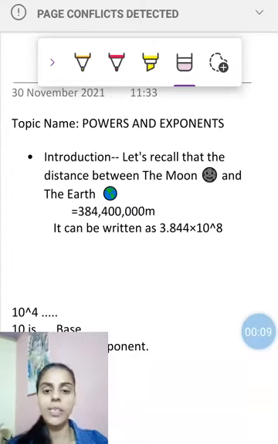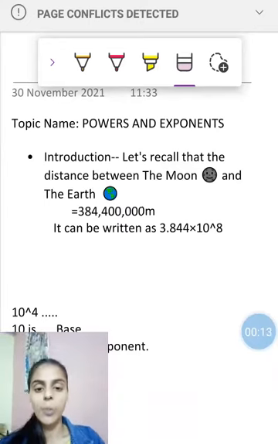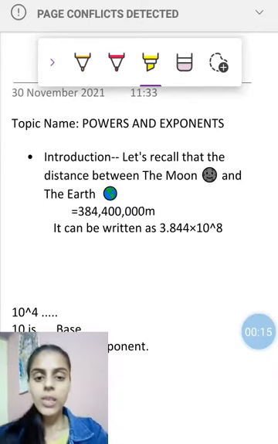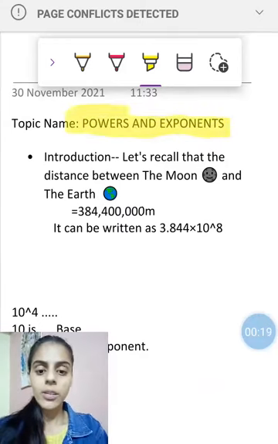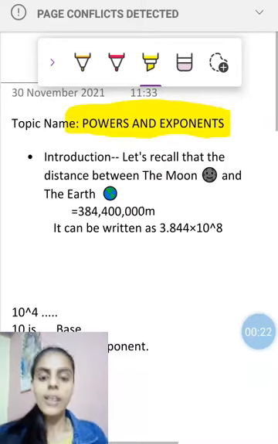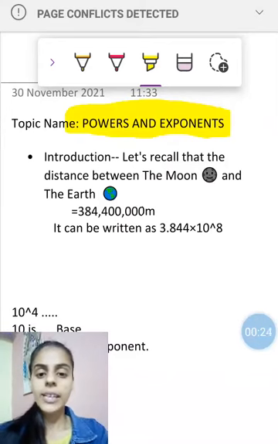So without wasting our time, let's get started with the topic. You can see the topic name is power and exponent. Let's firstly know what exactly they are.